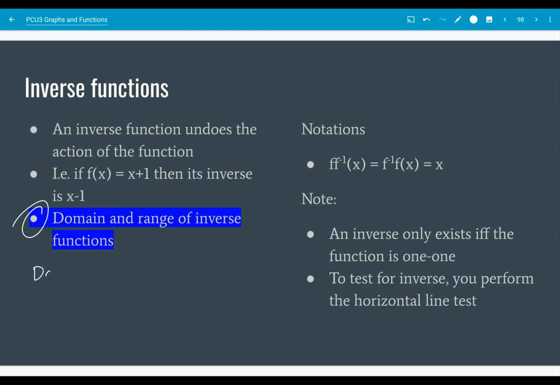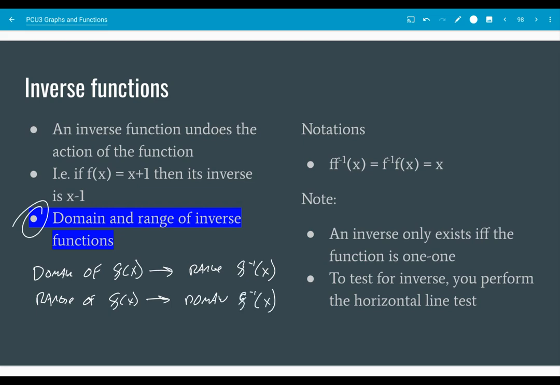So the domain of f of x becomes the range of f inverse of x. And then the same is true for the range of f of x: it becomes the domain of f inverse of x. That will come into play and will be very useful as we go through this section.